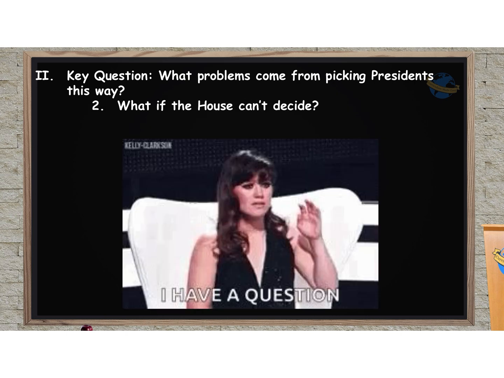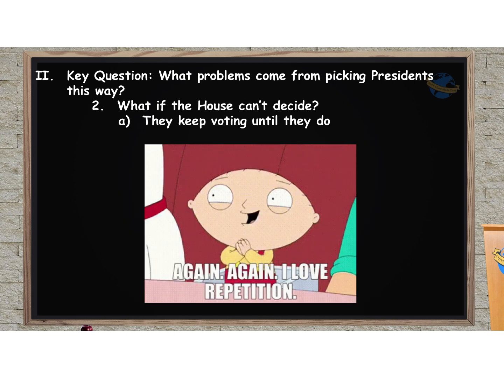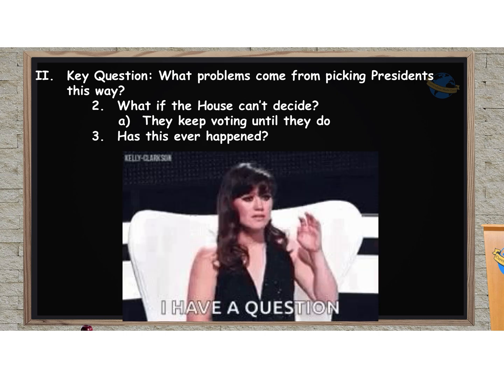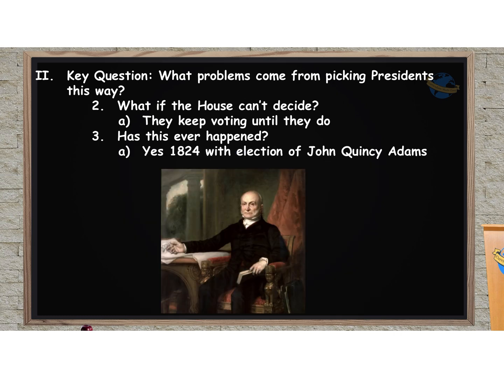But then again, what if the House can't decide? What if no one wins the majority of votes? After all, there are 50 states. What if it's 25 versus 25? What happens then? They just keep voting until someone finally wins. That's actually how the rules work. If it takes a couple hundred ballots, it's going to take a couple hundred ballots. Has this ever happened? Excellent question. Glad you asked. Yes, it happened in 1824 with the election of John Quincy Adams. I am personally not aware of another time it's happened, but I'm not a U.S. history teacher, just a political theory teacher here. So yeah, it did happen in 1824 though.